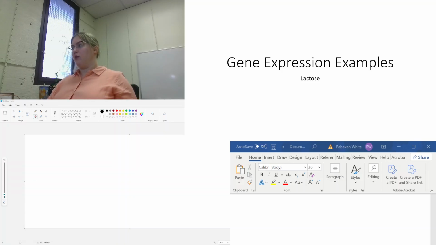Hi everyone. So we are going to go over some gene expression examples today. This is going to help us practice using our terminology from what we learned about DNA. And we are going to learn a little bit about how genes can be controlled so that we're not always producing all of the proteins, because that would be crazy. So let's get started.